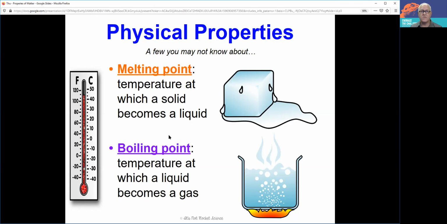Also, elements have a boiling point. That's the temperature at which a liquid becomes a gas. Now, there is a difference between melting point and boiling point. Melting point is when that solid starts to become a liquid, and the boiling point is when that liquid has reached such a high temperature that it starts to become a gas.